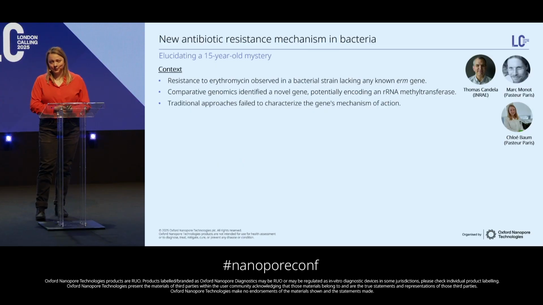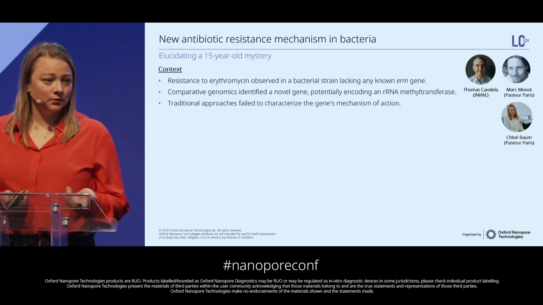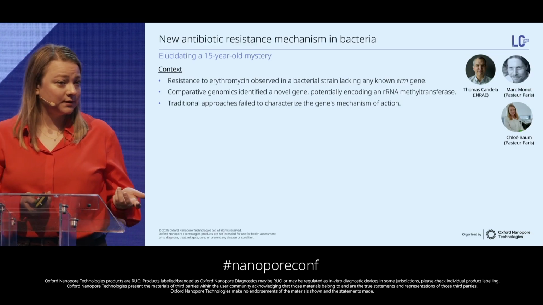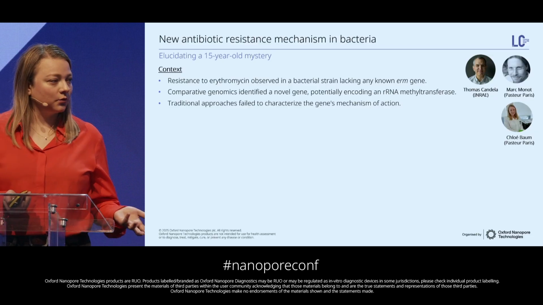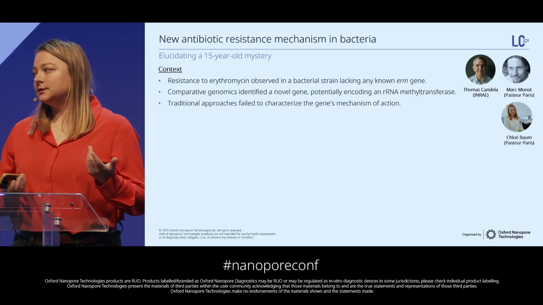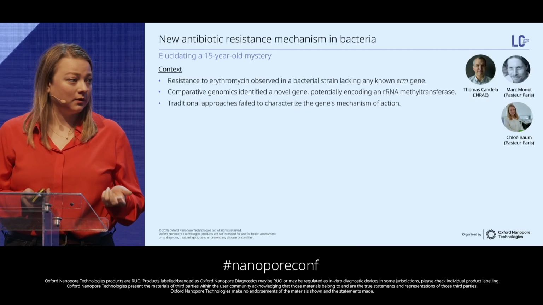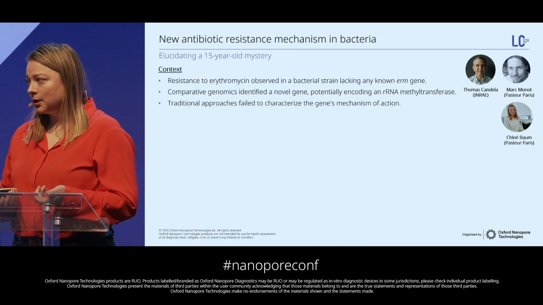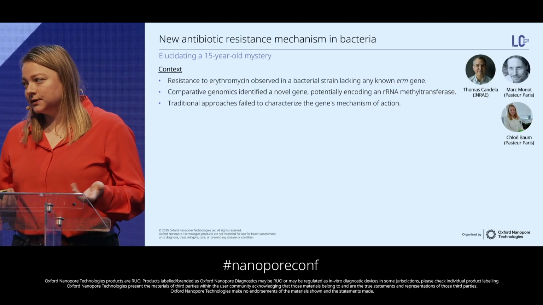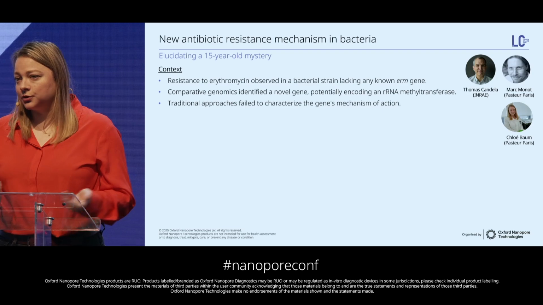Now, onto the second project. It actually began 15 years ago when two collaborators studied a bacterial strain that was resistant to erythromycin, but was lacking any known resistant gene. So back then, comparative genomics identified a novel gene, potentially encoding for ribosomal RNA methyltransferase. But back then, traditional approaches failed to characterize the gene's mechanism of action, and the project stalled.